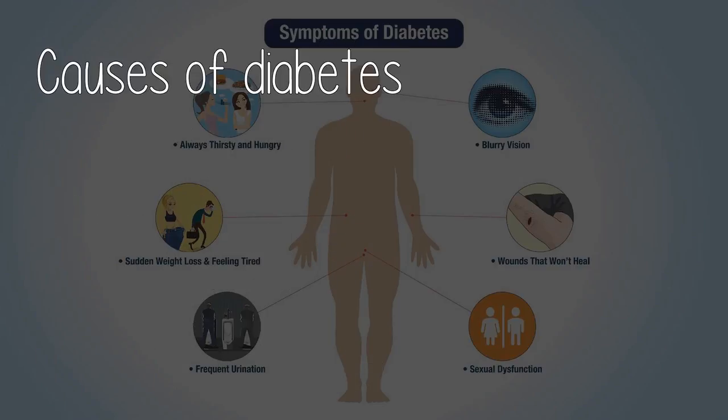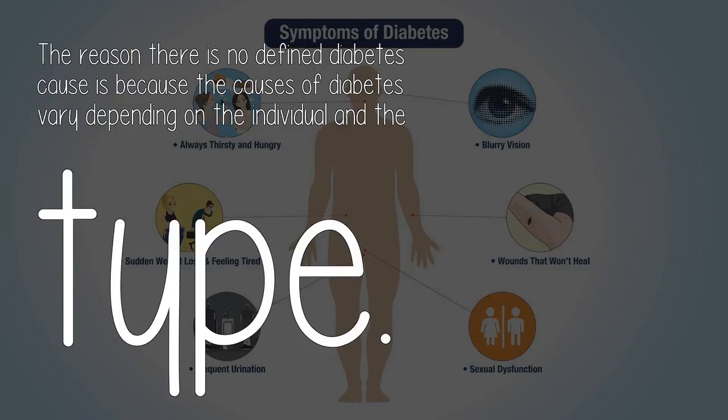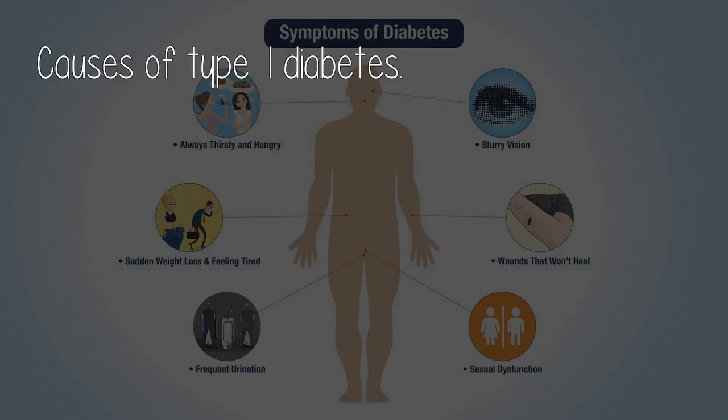The causes of diabetes. Diabetes causes vary depending on your genetic makeup, family history, ethnicity, health and environmental factors. It also depends on our food. The perfect cause of diabetes is not discovered. There is no common diabetes cause that fits every type of diabetes. The reason there is no defined diabetes cause is because the causes of diabetes vary depending on the individual and the type.